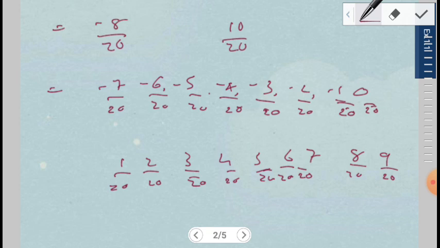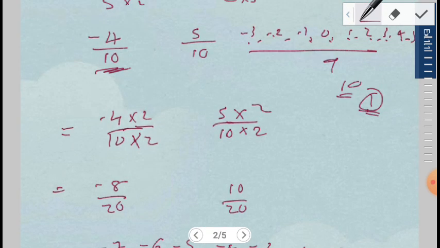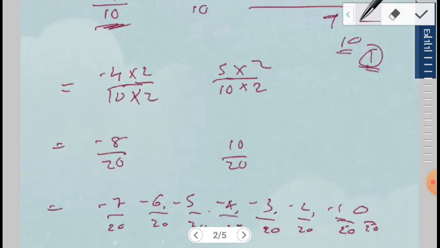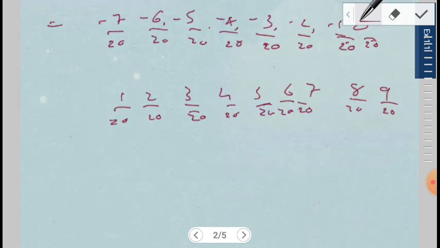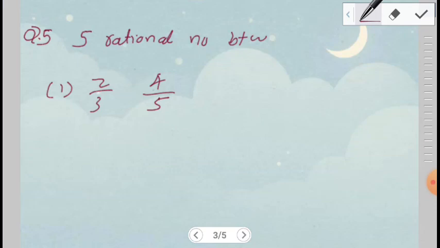So find out here between numbers which will be 10 or more than 10. In the next one, find the 5 rational numbers between 2 upon 3 and 4 upon 5. Whenever we need in-between rational numbers, at that time we'll simplify. For all types of rational numbers, we'll make all the denominators the same, which means we'll find the LCM to make the denominators the same.